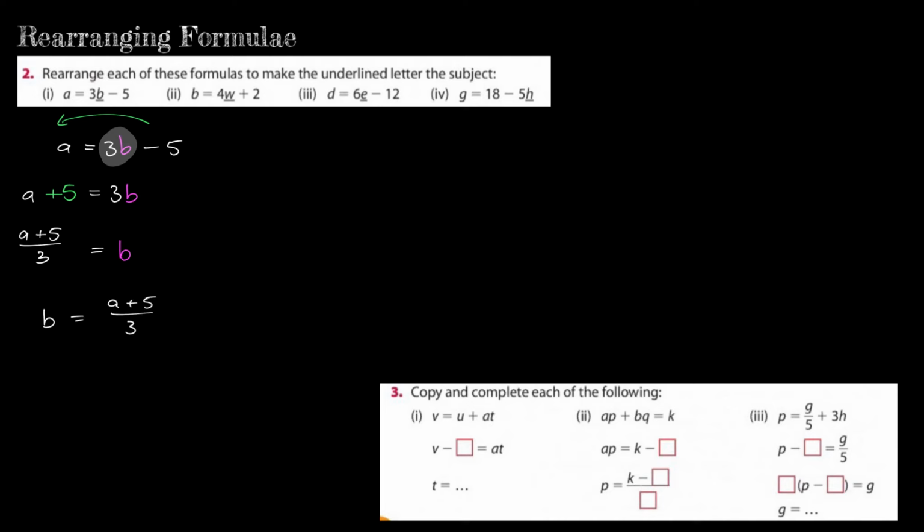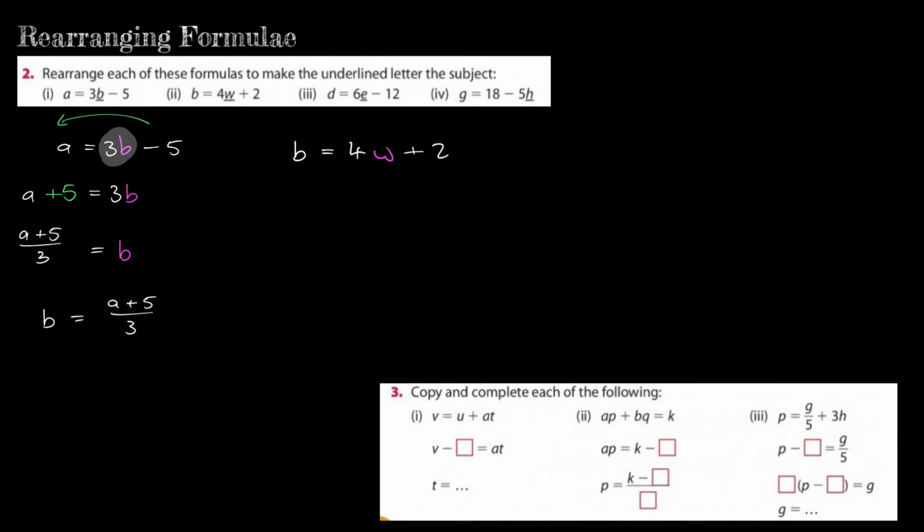Okay, so that brings us on to question 3. So we'll start off there. B is equal to 4W plus 2. Okay, so we're looking at this.